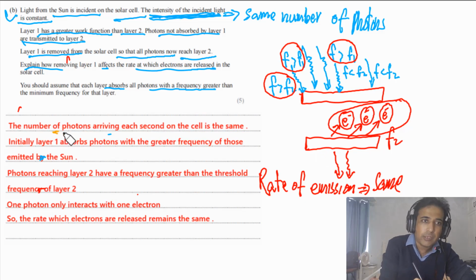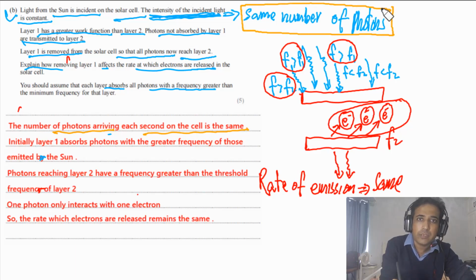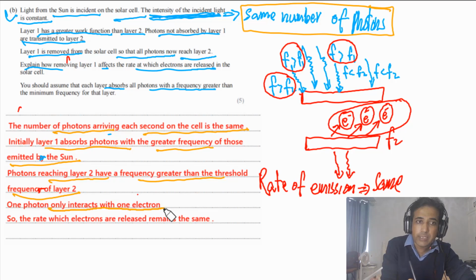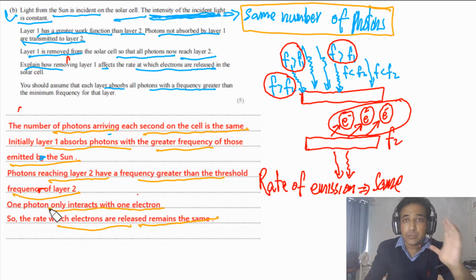You can say the number of photons arriving each second on the cell is the same, because intensity is the same. Layer 1 absorbs photons with a greater frequency of those emitted by the sun. Photons reaching layer 2 have frequency greater than the threshold frequency of layer 2. One photon only interacts with one electron, so the rate of emission of photoelectrons remains the same. So this is how we can answer.